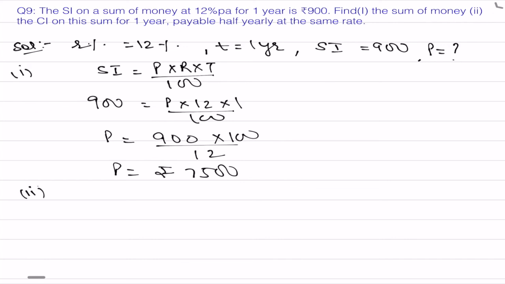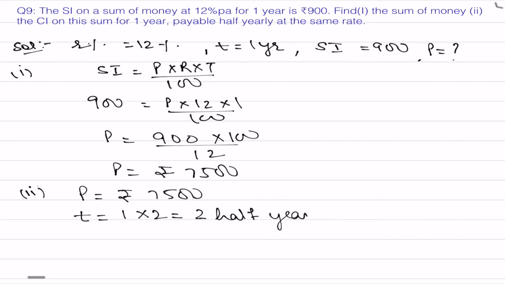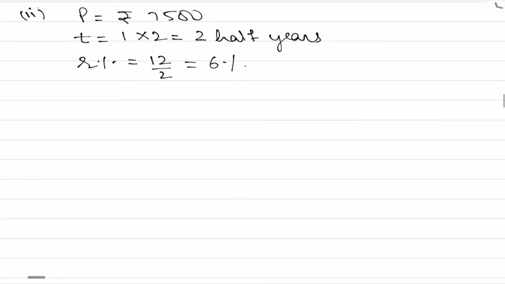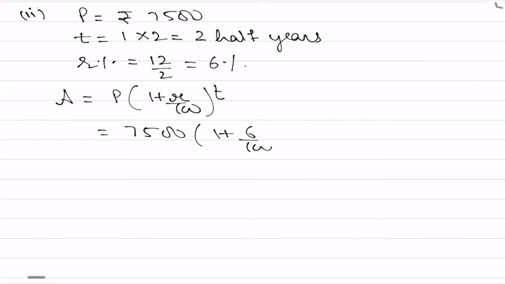Second part is we have to find out the compound interest. Same principal, rate of interest and time is also the same, but it's payable half yearly. So time here will be 1 year, so it will be doubled, 1 into 2, that is 2 half years, and the rate will also be halved, that is 12 upon 2, that is 6%. Okay, now we'll put the values in the formula. Same formula, amount is P into 1 plus R upon 100 raised to the power T. Substitute the values and solve.